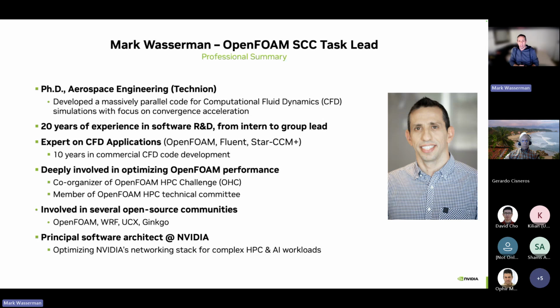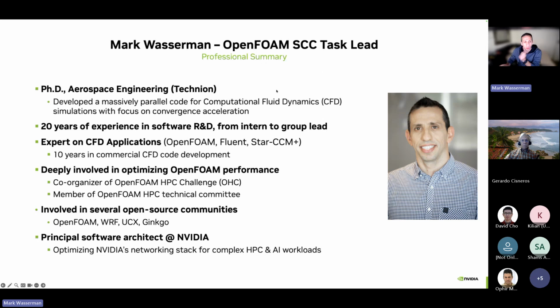OpenFOAM is an open source code, and as part of my role in the community, I also co-organized the OpenFOAM HPC challenge, which the test case that is presented in the SCC competition comes from. It was extensively studied in the OpenFOAM HPC challenge, and we'll touch on that a little later.